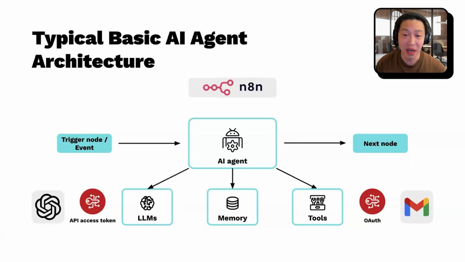So again, like I said, in n8n, as long as the tool is exposed with an API or MCP, you can actually connect it to the AI agent, although a lot of tools these days already have their own community nodes created within n8n. And again, to connect this to all these tools, you need either OAuth or some form of API access to connect them to the tools.